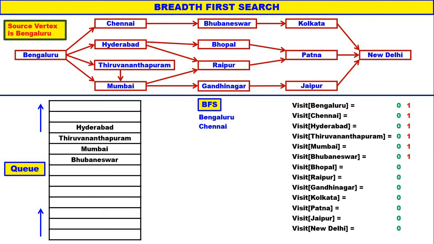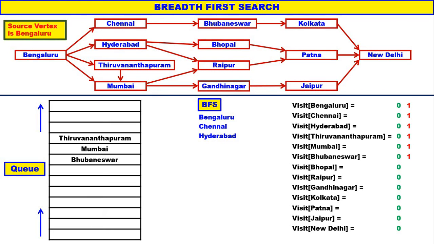Again, come back. Is the queue empty? No, the queue is not empty. Therefore, remove the front element of the queue. What is the front element of the queue? Hyderabad. Remove Hyderabad, add it to BFS. Now, all the vertices that are adjacent to Hyderabad, we should check. There are 2 vertices adjacent to Hyderabad, that is Bhopal and Raipur.